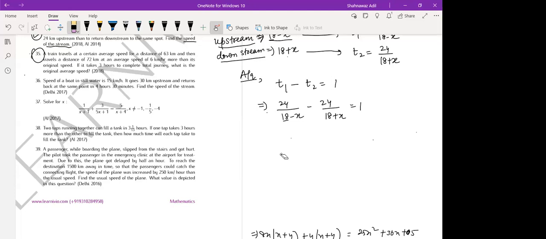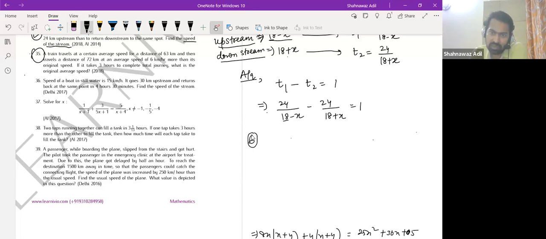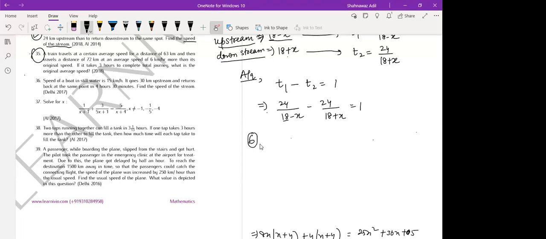Sir, x is 6 or x is minus 54? So 6, right? x can be 6. Minus 54 is a very large speed of stream, right? Yes, sir. So 6.